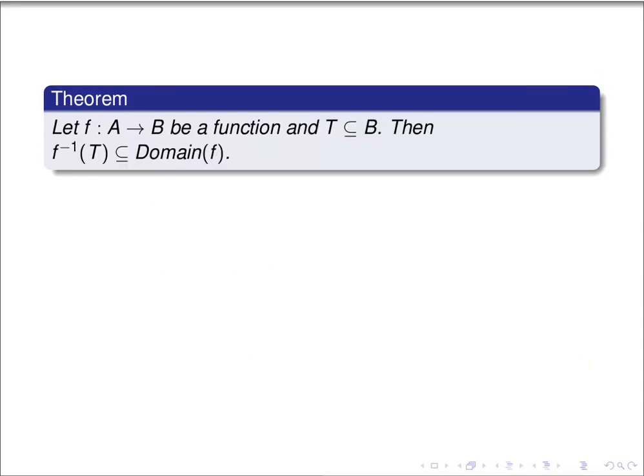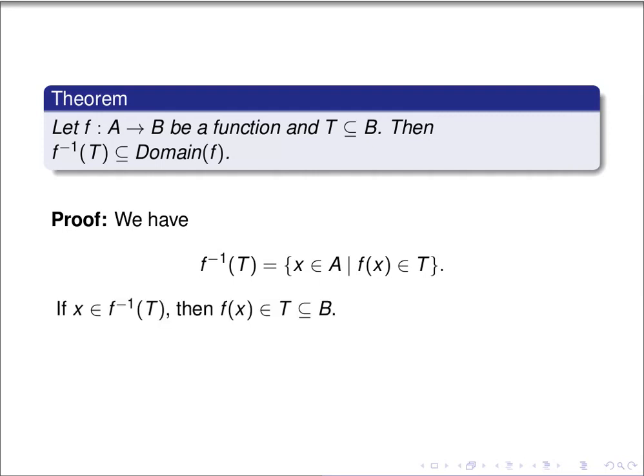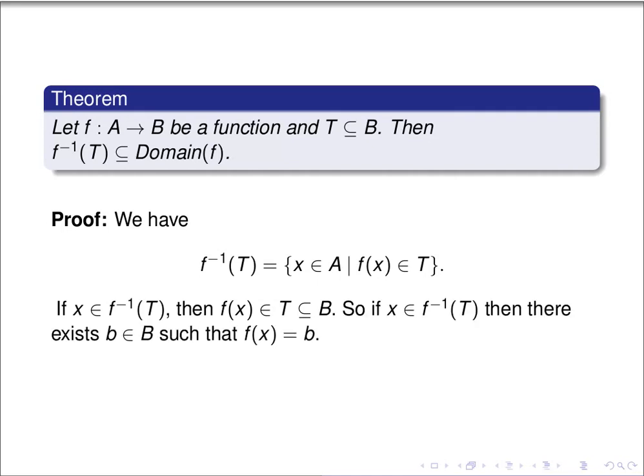Another theorem: if f from A to B is a function and T is a subset of B, then the preimage of T has to be a subset of the domain of f. It's easy to see. The preimage of T is the set of all x in A so that f of x is in T. If x is some element of the preimage of T, of course that means f of x is in T, and T is a subset of B, so f of x is in B.